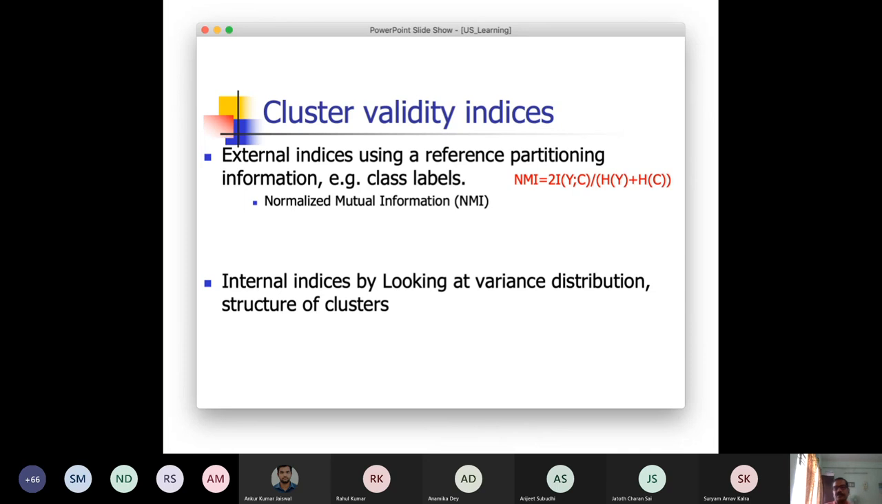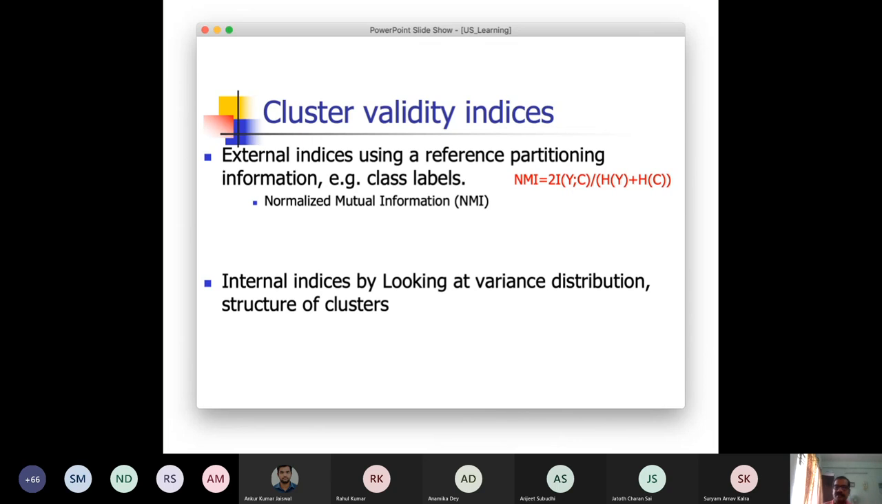So with respect to a particular set of partitions, what we can do is consider, given a sample y, what is the probability of that particular sample for a particular cluster. So you get the overall probability. That means probability distributions of samples' belongingness to a particular class and also a cluster. And then you consider the mutual information and we normalize it.